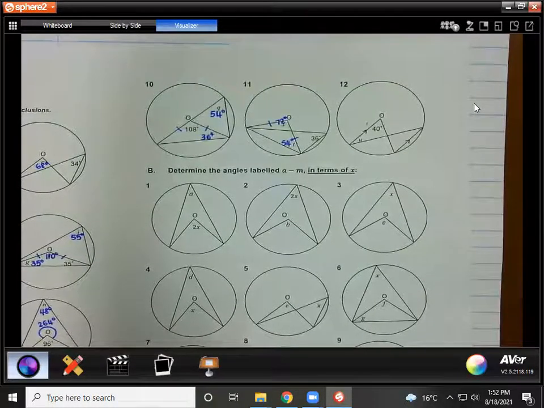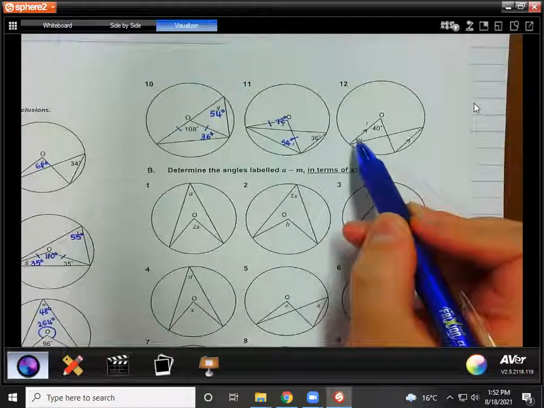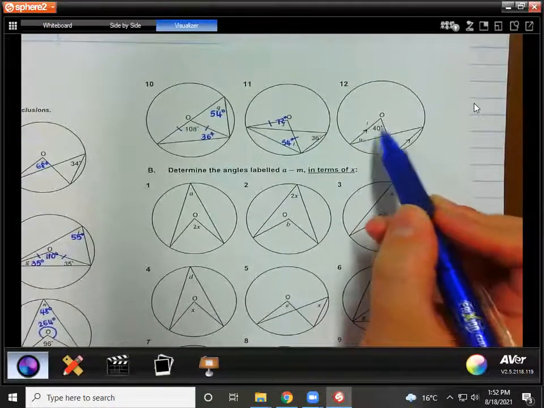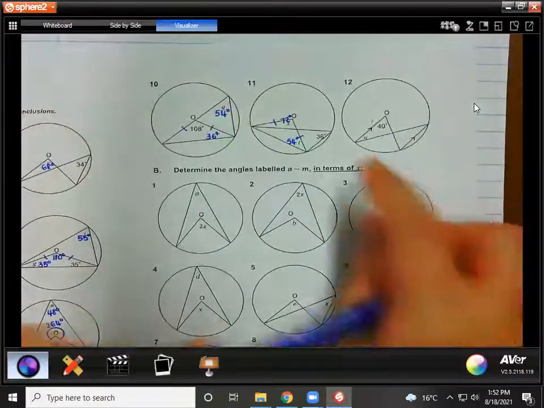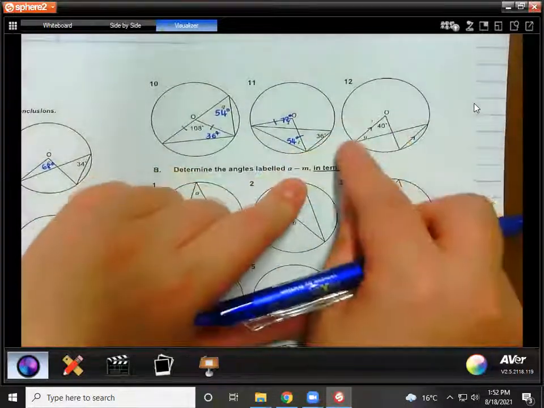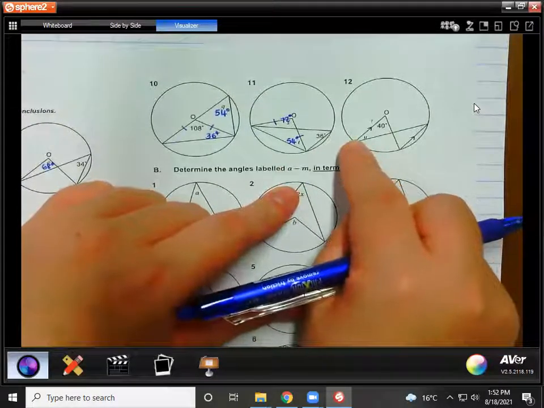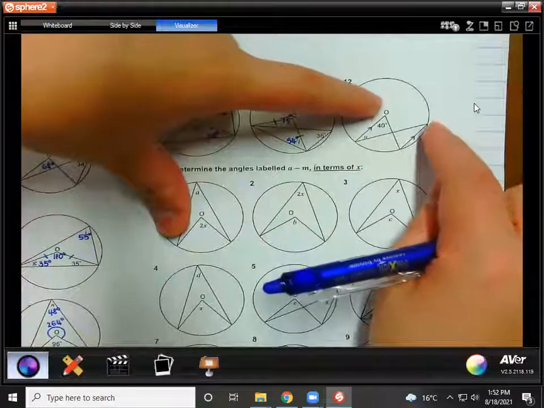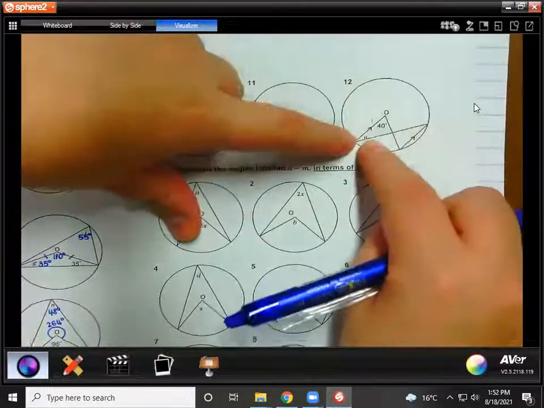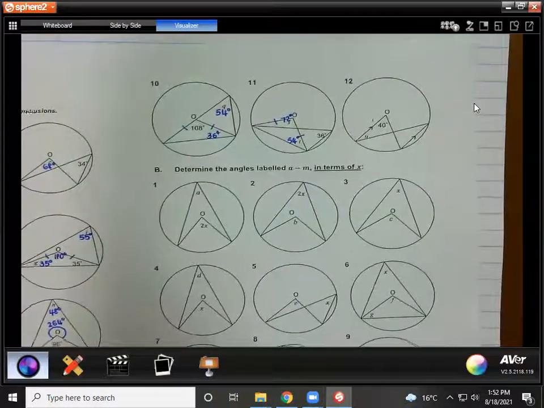Now 12 was slightly different. We had to find U, which is this angle over here. Are the 40-degree angle and angle U subtended by the same arc or by the same chord? Where is this 40-degree angle coming from? It's coming from this arc at the bottom. Is this U angle coming from the same arc? It's actually coming from a point there and from the center. So completely different.